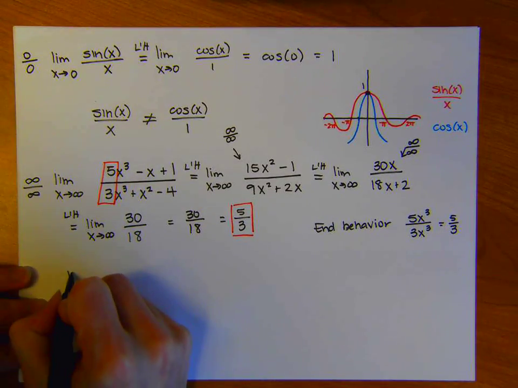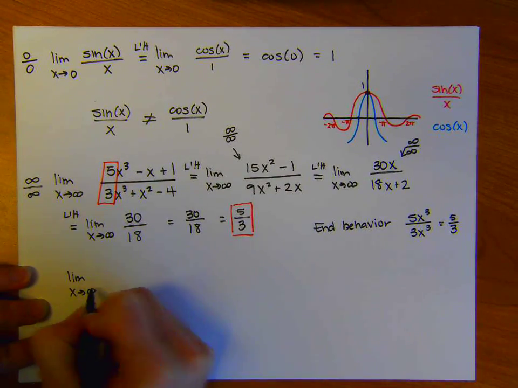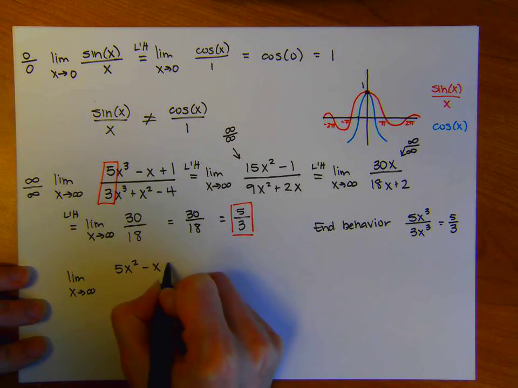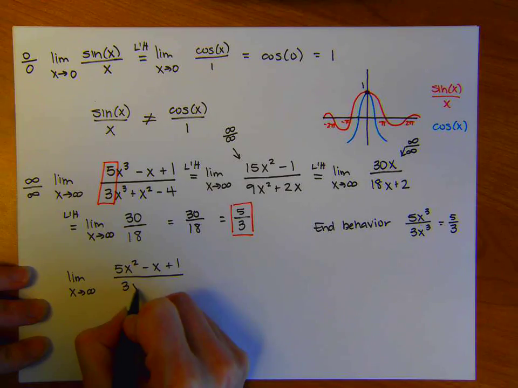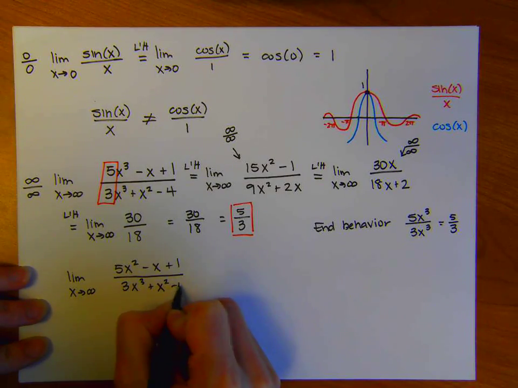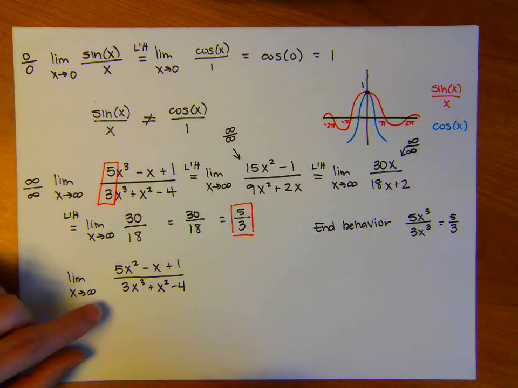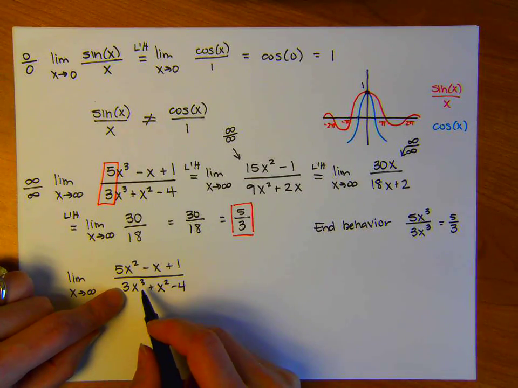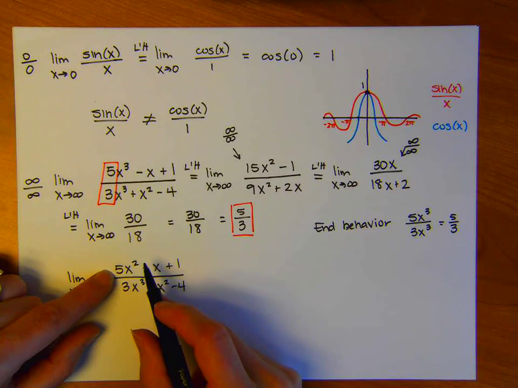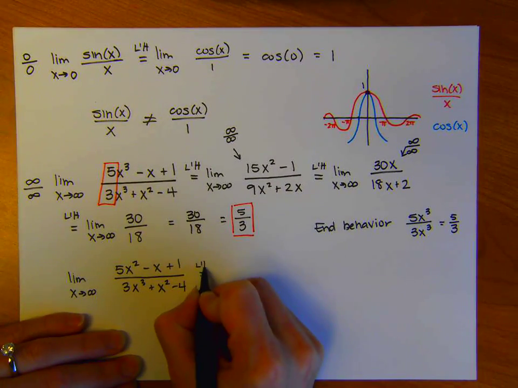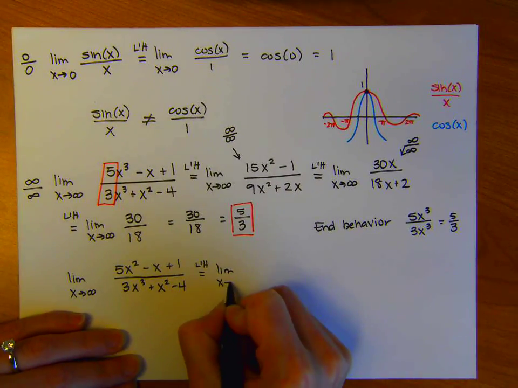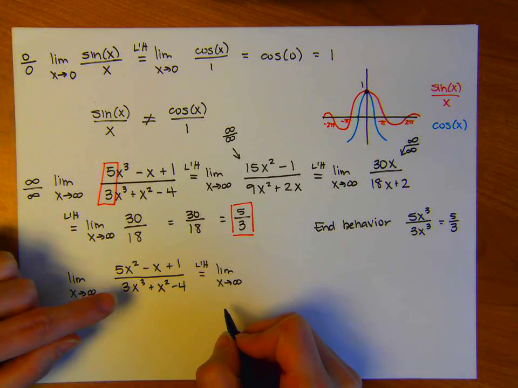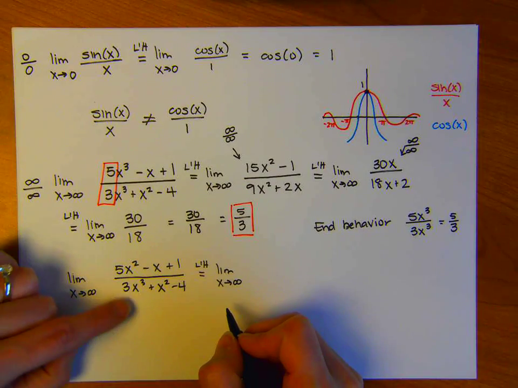Let's just do another example really quick where we have, let's make this, 5x squared minus x plus 1 over 3x cubed plus x squared minus 4. This limit's not going to come out to be 5/3 because the denominator has a cube in it and the numerator has a square. So notice if I were to apply L'Hopital's, which I can do because this is still infinity over infinity, although the denominator infinity is larger because of the cube.